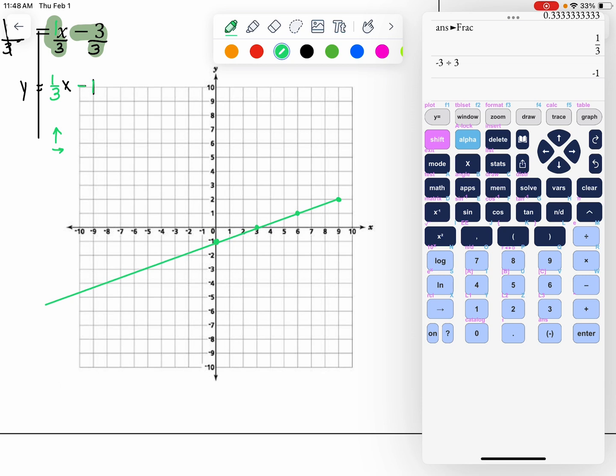Pause the video if I'm going too fast. Make sure you put arrowheads on. Sometimes a lot of kids miss that, but if you don't put arrowheads on, you're saying that it doesn't go on forever, which it does.